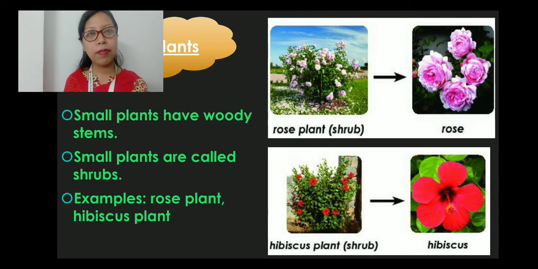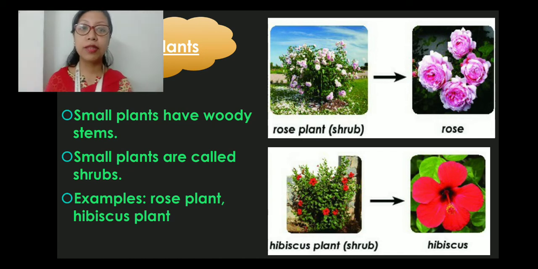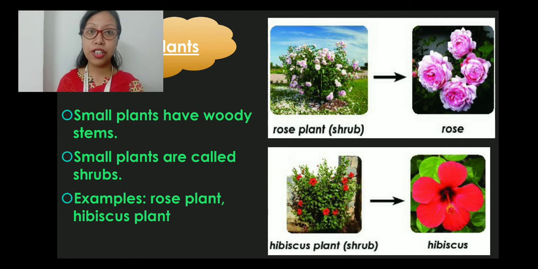Now these small plants are called shrubs. There are other kinds of small plants also, we will come to it. So small plants are called shrubs. For example, rose plant and hibiscus plant. So in your book there is a picture of the rose plant. This is a shrub, okay? Why? Because it is very small. So rose plant gives us rose, and hibiscus plant gives us hibiscus.